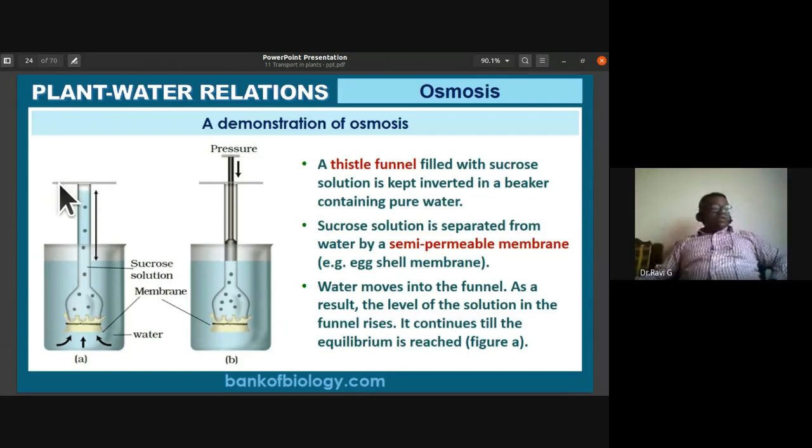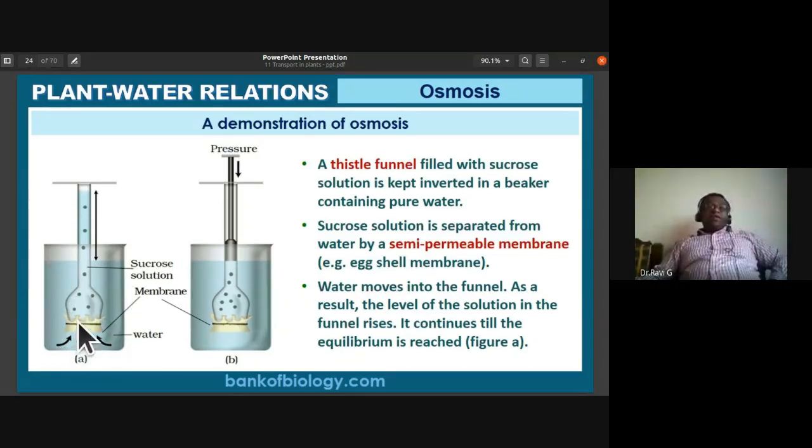So you can notice in a Thistle funnel, it is inverted. We have covered the mouth of the Thistle funnel with a semi-permeable membrane. It can be the membrane of a goat or cheesecloth, or an eggshell membrane, or any other semi-permeable membrane. We have tied the mouth of it, and within the Thistle funnel we have this concentrated solution, and this is placed inverted into the beaker.